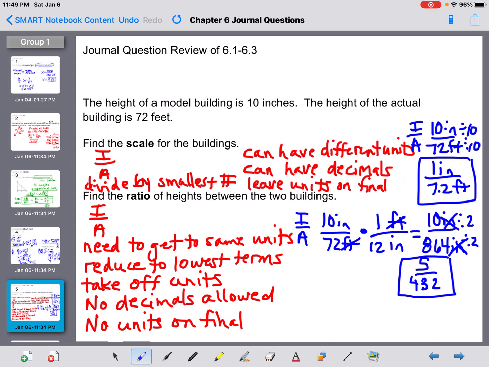So two answers for the same set of numbers are very different because scale is using 2 different units and ratio is a straight comparison which needed the same units.